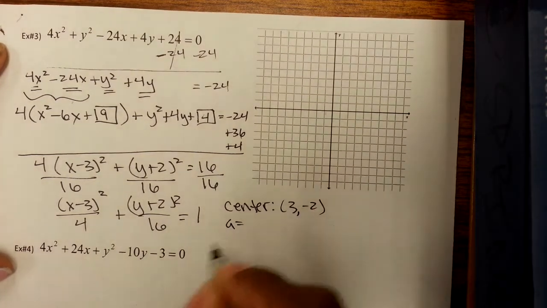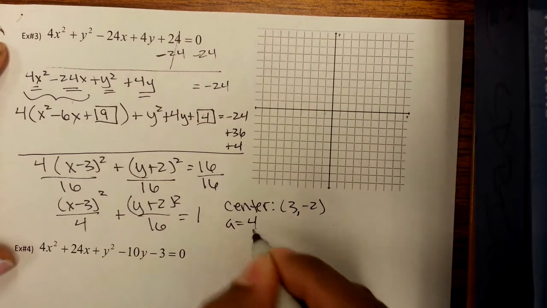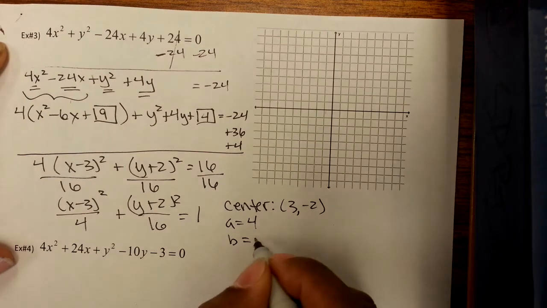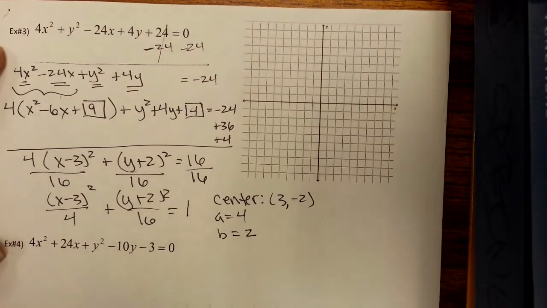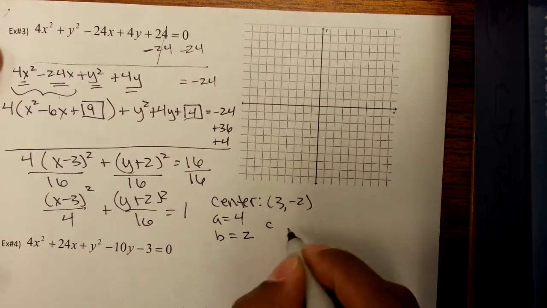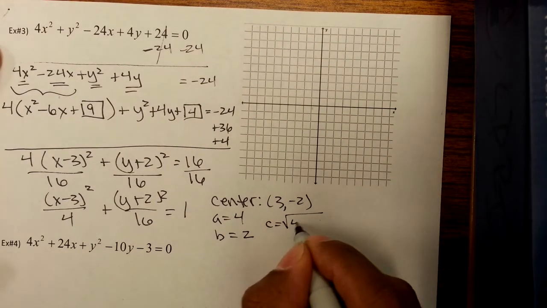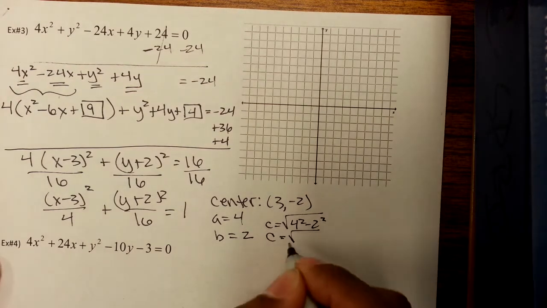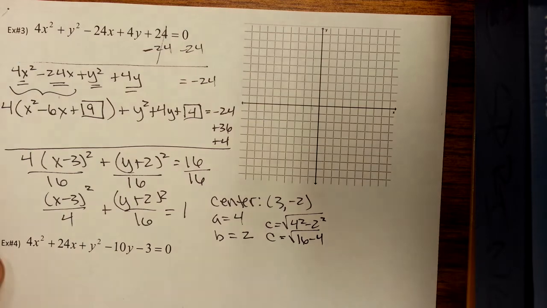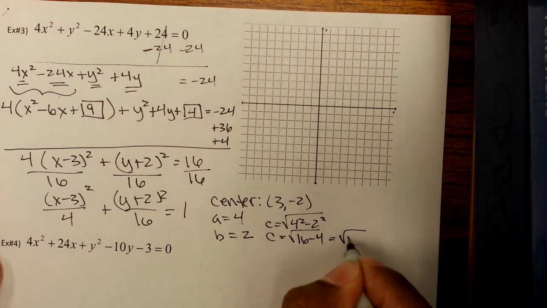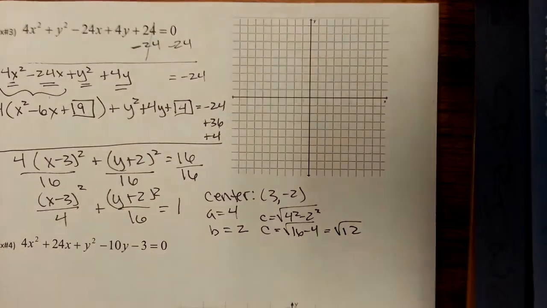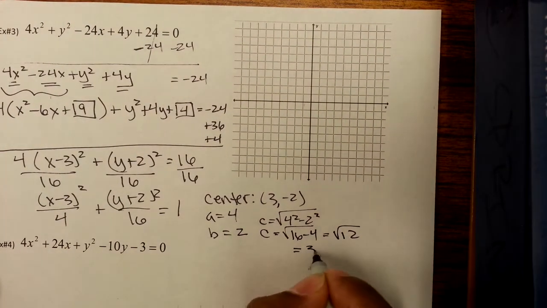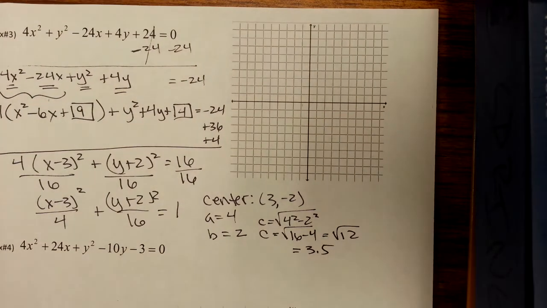Our a value is the square root of the bigger denominator, in this case 4. Our b value is the square root of the smaller denominator, which is going to be 2. And our c value, which is going to give us our focus, is going to be the square root of 4 squared minus 2 squared, which gives me 16 minus 4, square root of 12. And again, nothing fancy. Square root of 12 is just going to be about 3.5.